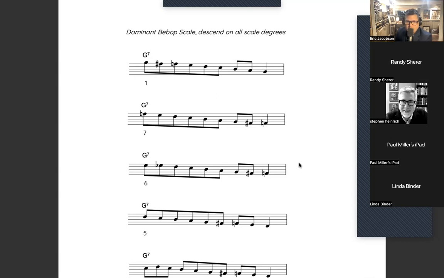Now, I keep saying descend because the dominant bebop scale and the major bebop scale really have a pull that goes down. It sounds better to go down the scale than going up. I have heard people play the scale going up. It just does not do it for me, so I don't teach it that way.